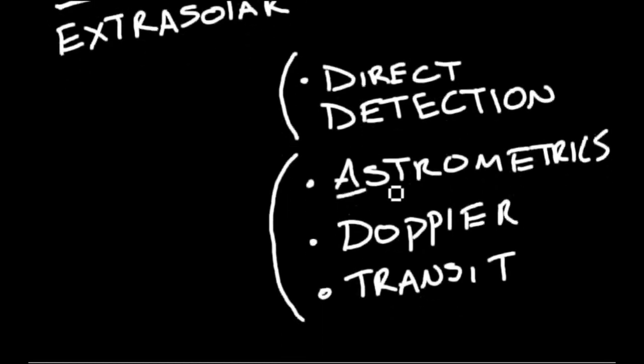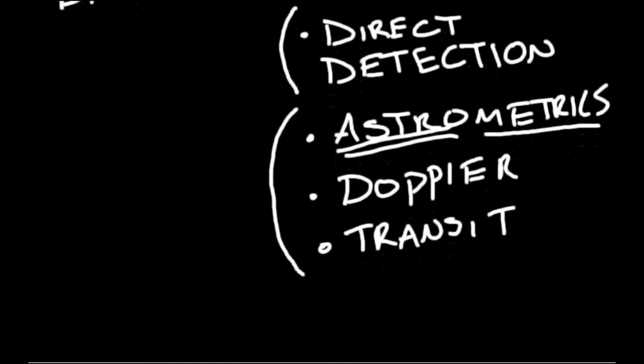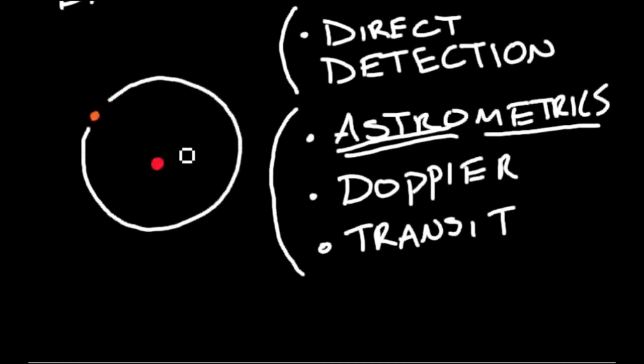So let's start with astrometrics. Astro is just the word for star, and metrics, we're measuring something, like a meter stick. For astrometrics and Doppler, both these methods are using the tug that the planet orbiting the star is going to have. So let's go ahead, let's draw a little system here. Let's make a red star. And around this star is a planet, and the planet is orbiting that. So it's going around like this.